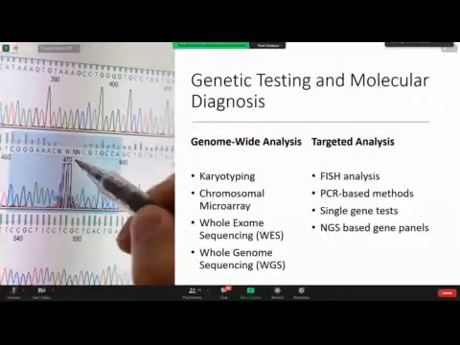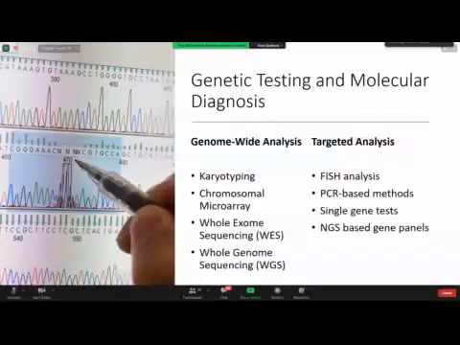Okay, so genetic testing and molecular diagnosis can be done at different levels. For example, either we can look at the whole genome, genome-wide, or we can do targeted testing. Now, what is the difference between genome-wide and targeted? For example, if you are doing karyotyping, you are looking at all 46 chromosomes. If you are doing microarray, you are still taking markers from the whole genome. And then we have whole exome sequencing, and then we have whole genome sequencing.